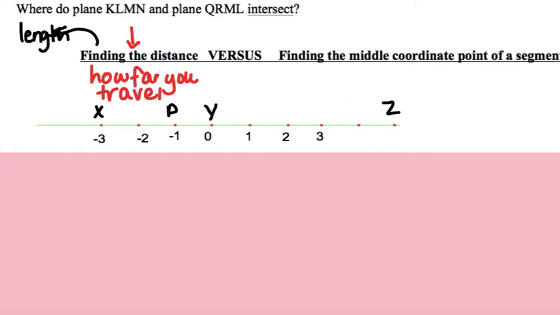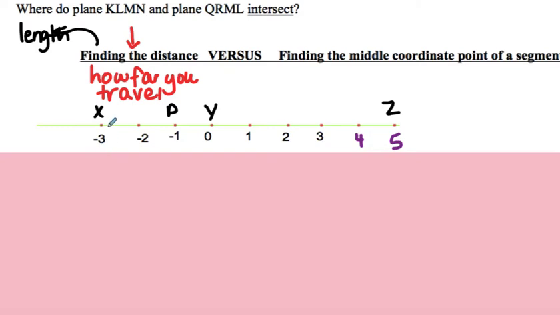Now first of all, you need to realize that this number line is breaking things up by 1. Not every number line has to do that, but you can see the pattern that it is going up by 1, so then this would be 4 and this would be 5. Now if I ask you for the coordinate of a point, so if I say what's the coordinate of Y, it would be 0. The coordinate of X would be -3.